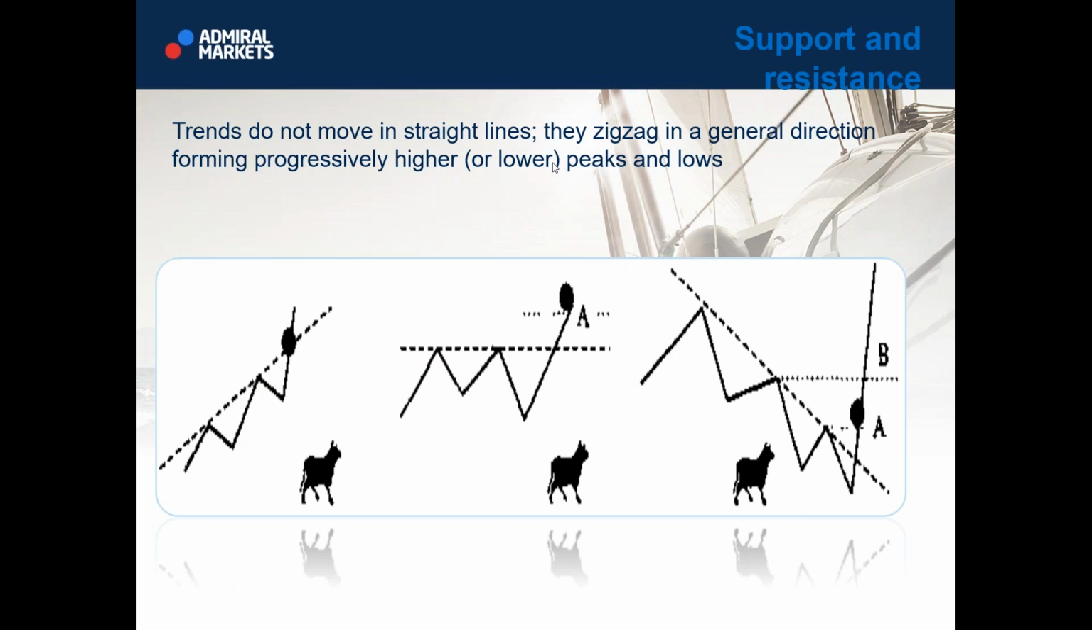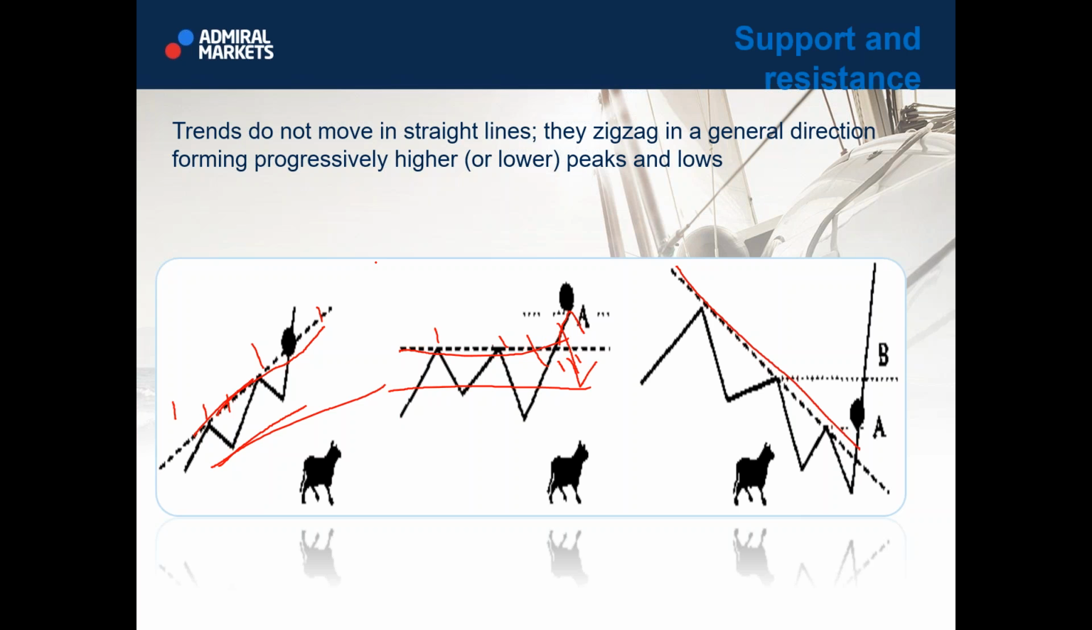So trends do not move in straight lines. They zigzag in a general direction, forming progressively higher or lower peaks and lows. When you see this, you know that there is a trend forming. So usually this is an uptrend, this is sideways movement, this is a downtrend. And when you see this, you know that these lines should hold, because if these support and resistance lines do not hold, they are broken, and then either they can start a new trend, or if it's a false breakout, they can go back within the boundaries and then trade according to the trend.